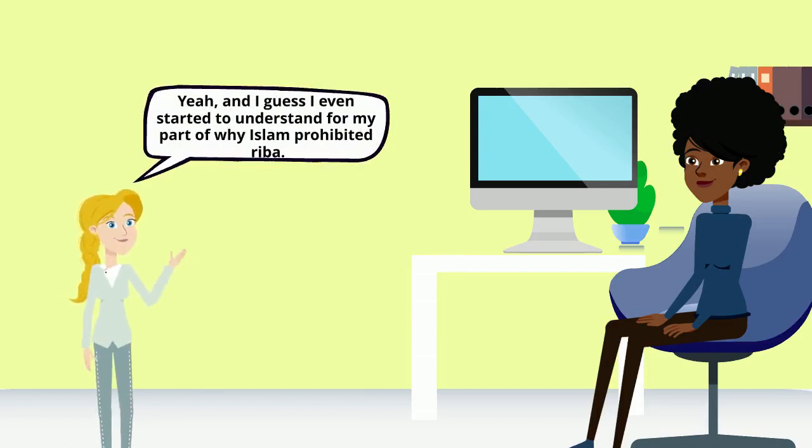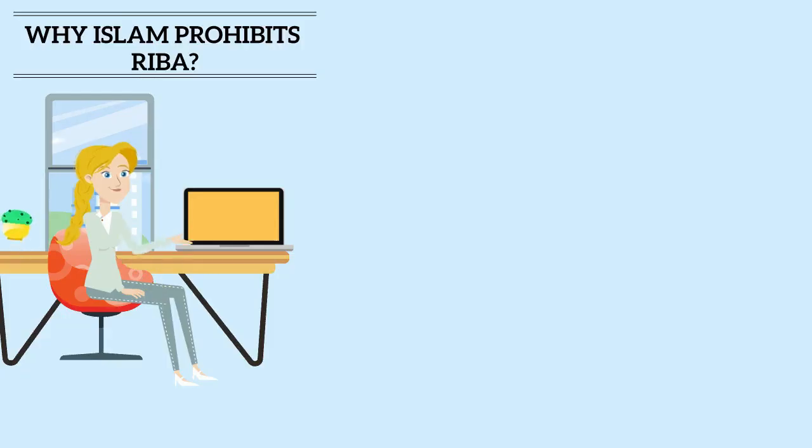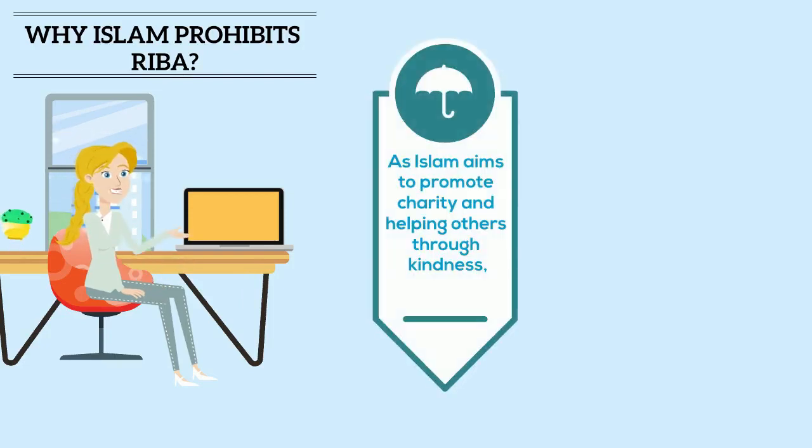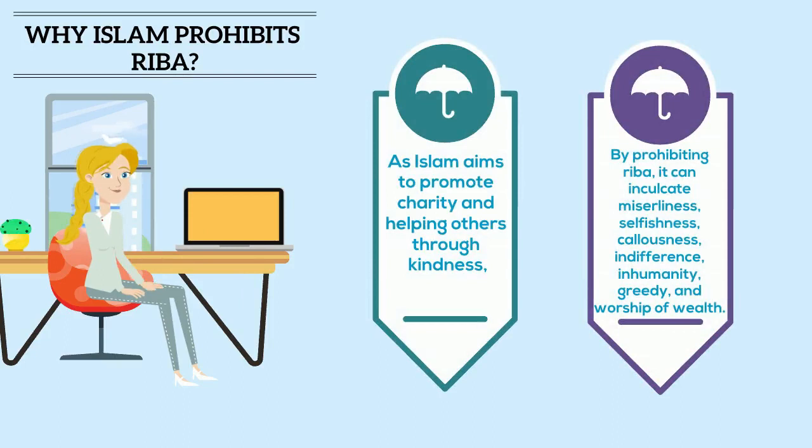Yeah, I guess I even started to understand, for my part, why Islam prohibited riba. From all your explanation, I understand why Islam avoids riba, as Islam aims to promote charity and helping others through kindness. So by prohibiting riba, it can prevent selfishness, carelessness, indifference, inhumanity, greed, and worship of wealth.